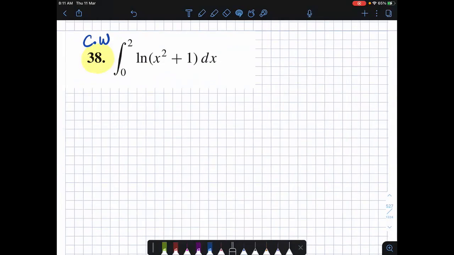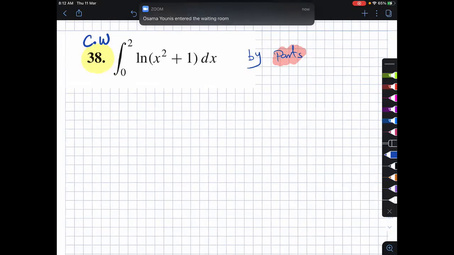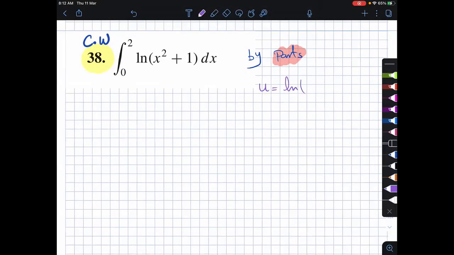So we can take here what? U as ln(x squared plus 1). Okay, so we will do this question. We will evaluate this integral by parts. So the first thing here, the u is ln(x squared plus 1).